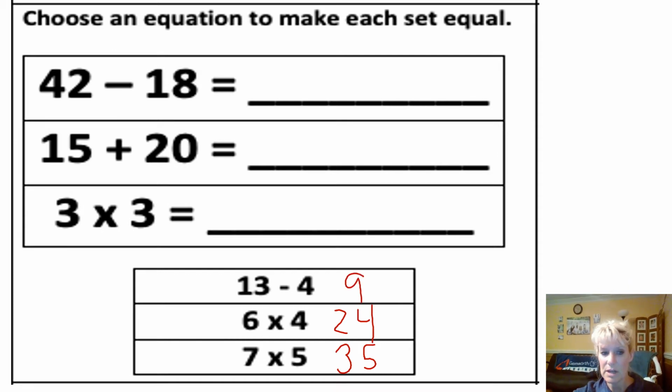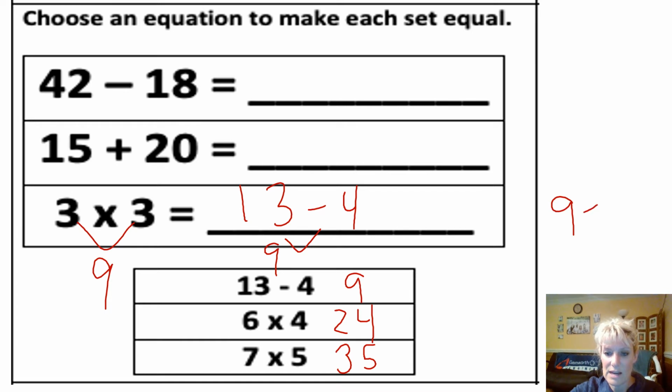All right, so now I'm coming up to the top, and what I'm actually going to try to do is instead of saying 3 times 3 equals 9, what I want to do is I want to balance that. So this is 9 right here, but 13 take away 4 also is 9. So I have 9 equaling 9. That's why it's a balanced equation. It's equal. All right, 15 plus 20 is going to be 35.